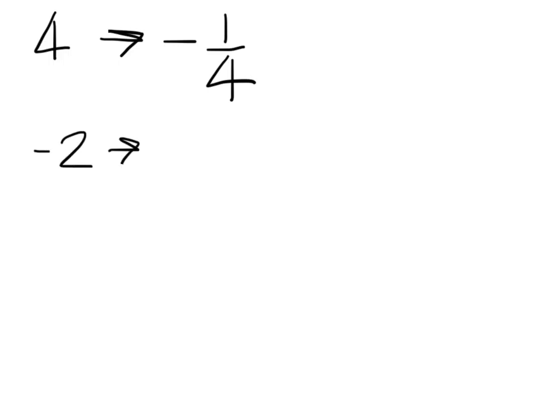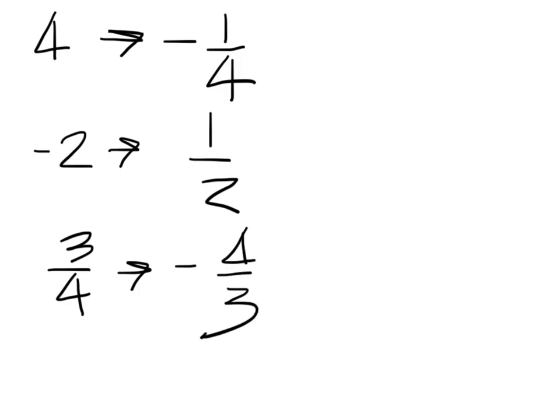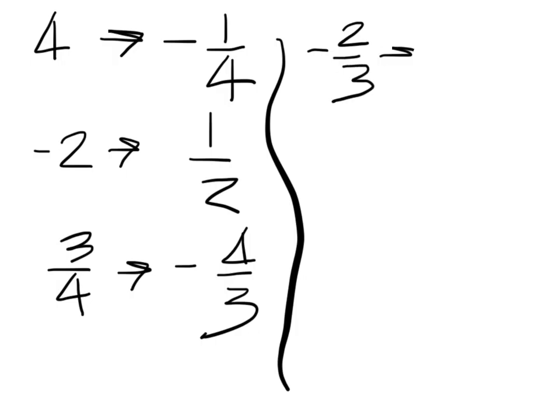To find the negative reciprocal of numbers, if it were 4, the negative reciprocal is a negative 1 over 4. If it were a negative 2, it would be a positive half. You flip the number and then change the sign. If it were 3 over 4, the negative reciprocal is negative 4 over 3. If it were a negative 2/3, the negative reciprocal would be a positive 3 over 2. Whatever the number is, you flip it and change the sign.